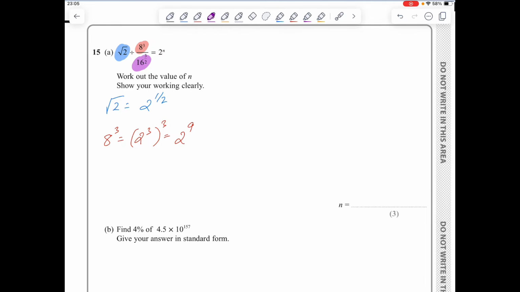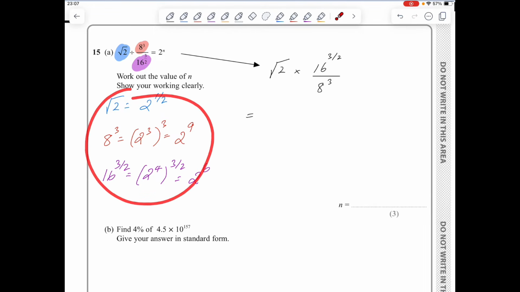And then 16 to the power of 3 over 2. I will rewrite this as 2 to the 4 and then to the power of 3 over 2. Again, multiply the powers. This will give me 2 to the power of 6. So let's go back to the original expression and start by changing the division to multiplication and flipping the fraction. So I get 16 to the power of 3 over 2 over 8 to the power of 3. Let's substitute what we found here.